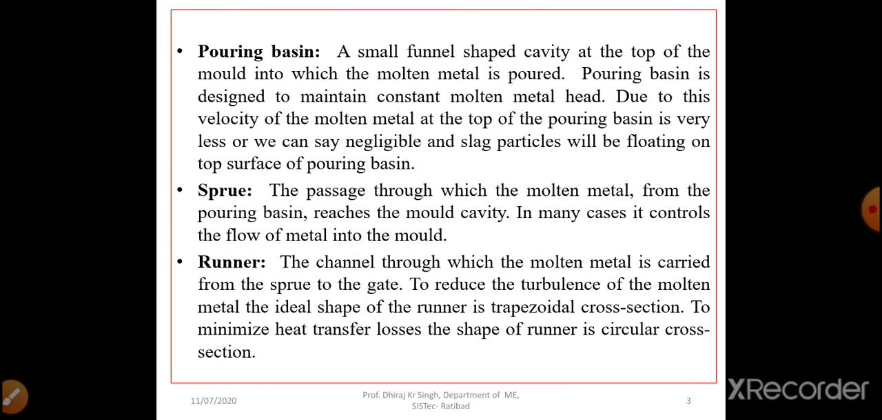So now we move to runner. What is runner? The channel through which the molten metal is carried from the sprue to the gate. It means it is the middle portion between the sprue and gate. So why is runner being used? To reduce the turbulence of the molten metal. The ideal shape of the runner is a trapezoidal cross section to reduce the turbulence of the molten metal. But to minimize the heat transfer losses, the shape of the runner is a circular cross section.